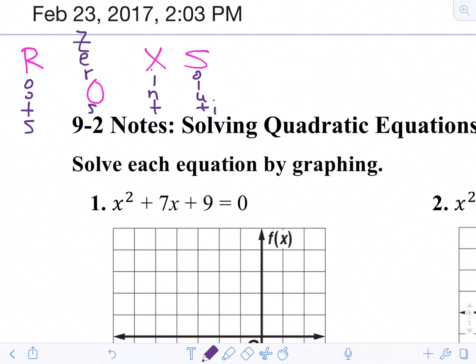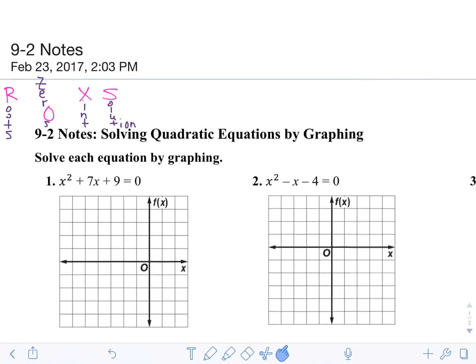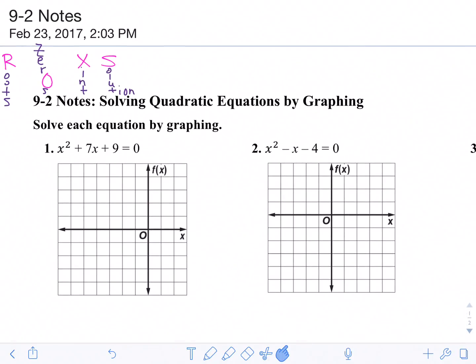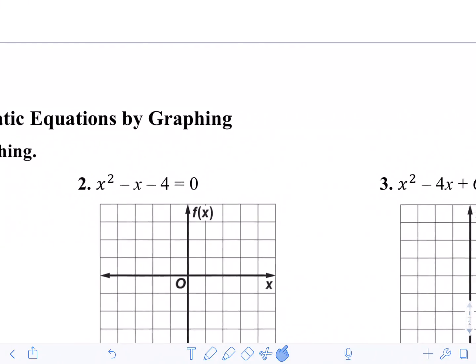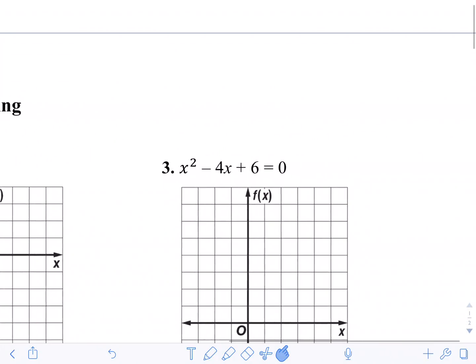So if you see any of those words, all that it's meaning is it wants to know what the answer is whenever we solve a quadratic. So it can ask for the roots, ask for the zeros, ask for the x-intercept, or ask for the solutions. So there's three things that you can see that I'm going to mark over here.